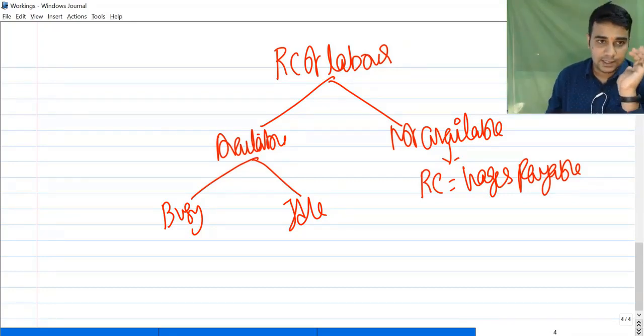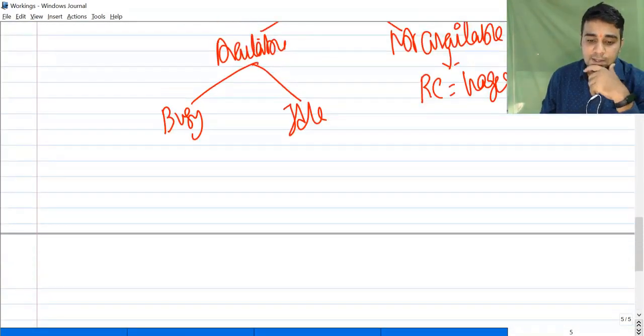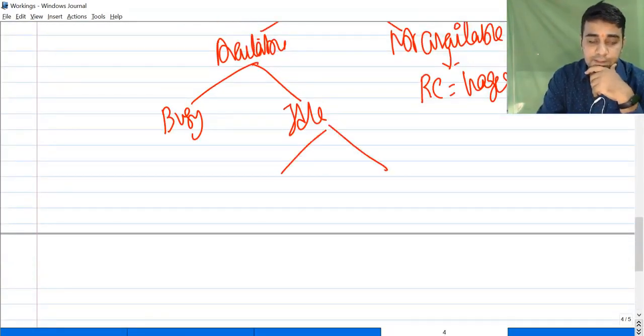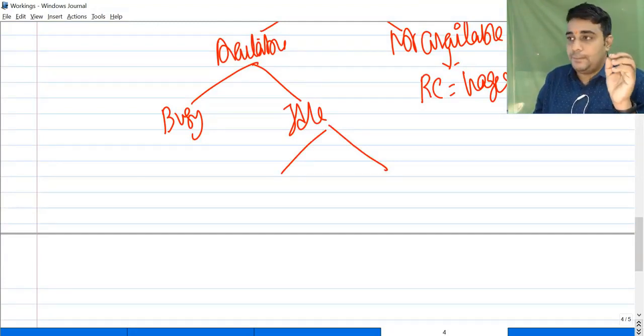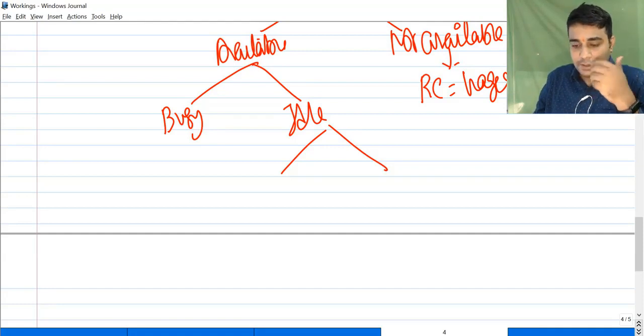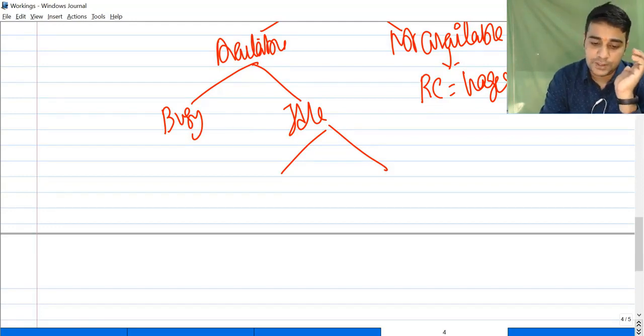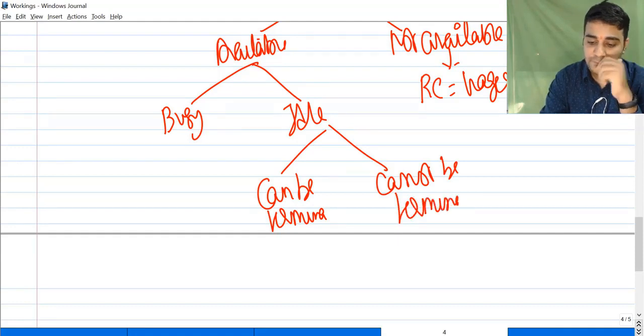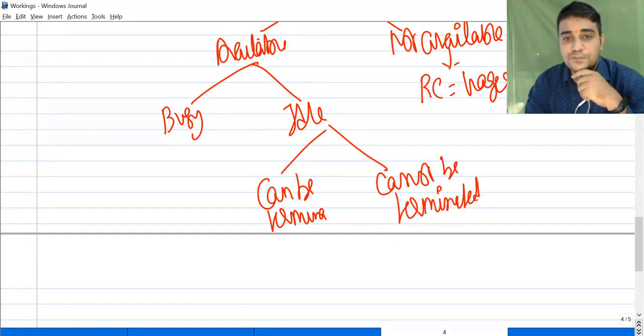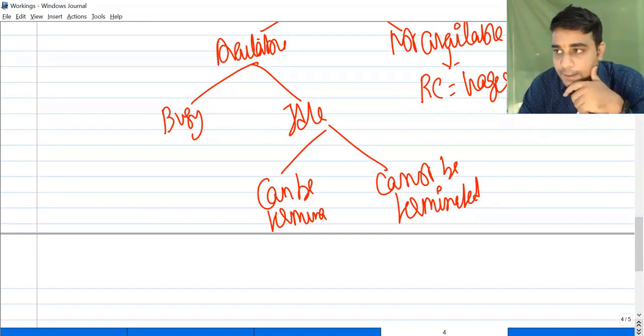Let's first analyze the idle scenario, which is easy to understand. In an idle scenario, two possibilities can be there in a practical world. You have idle employees in the company. Nobody would like to keep idle employees in the company beyond a point, but you have idle employees in the company. They are not having any work. Two situations: can be terminated, cannot be terminated. In few industries, because of labor union problem, you cannot terminate an employee.